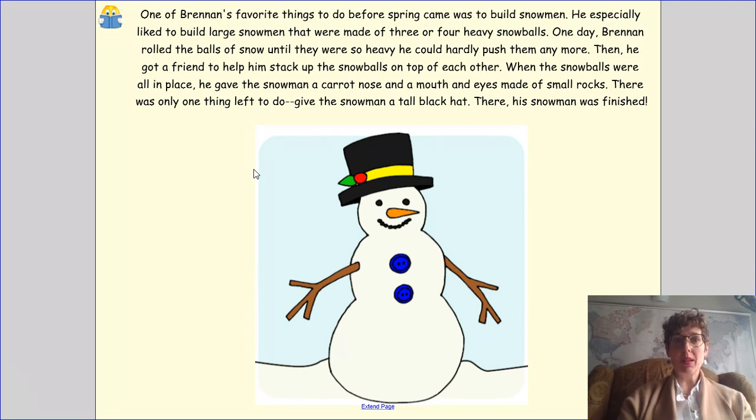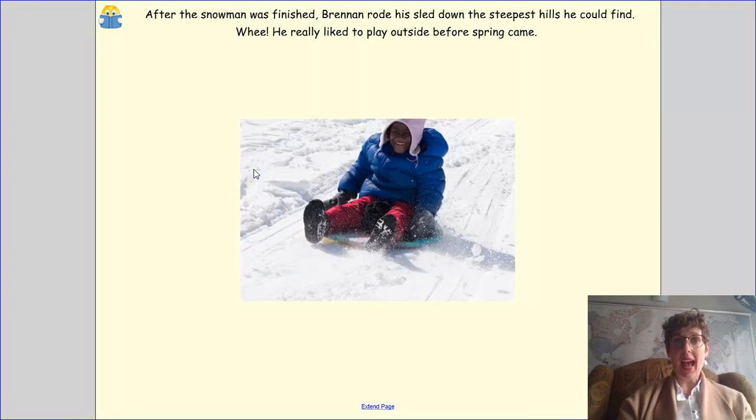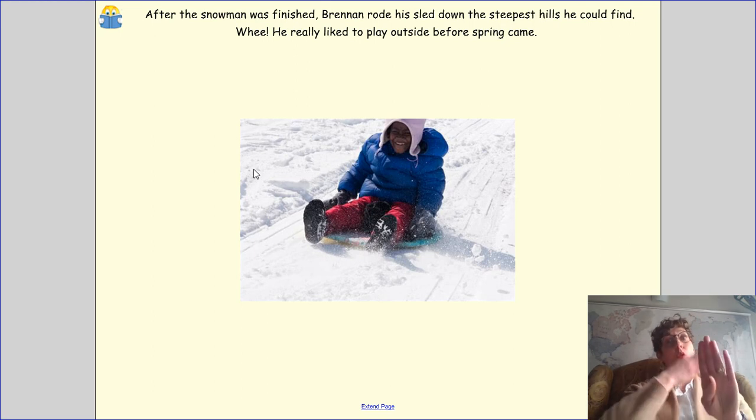When the snowballs were all in place, he gave the snowman a carrot nose and a mouth and eyes made of small rocks. There was only one thing left to do: give the snowman a tall black hat. There, his snowman was finished. After the snowman was finished, Brennan rode his sled down the steepest hill he could find. Whee! He really liked to play outside before spring came.